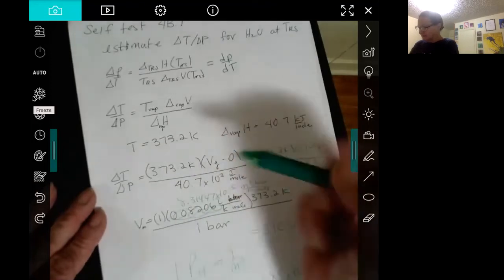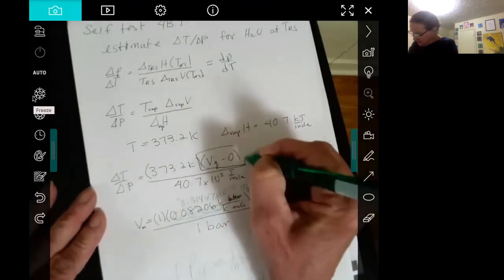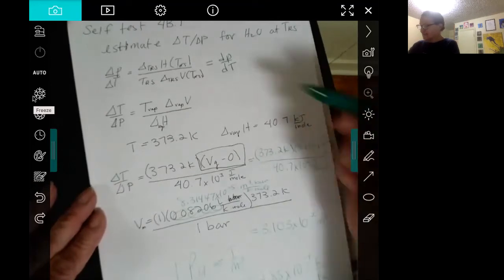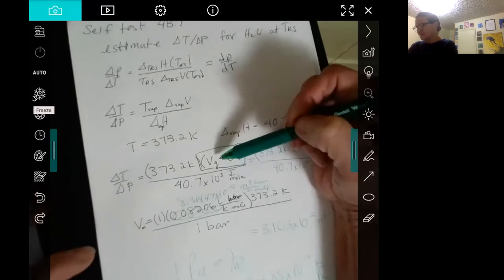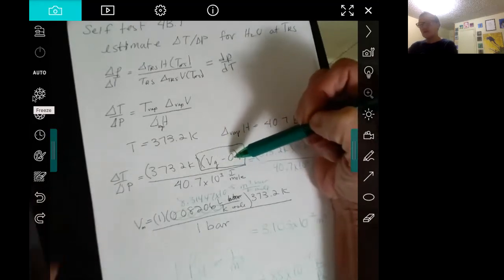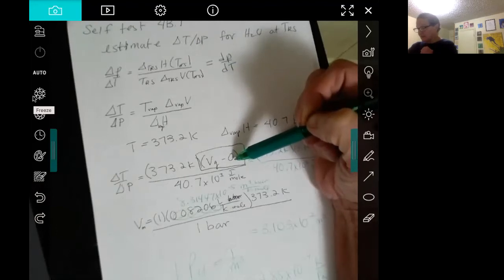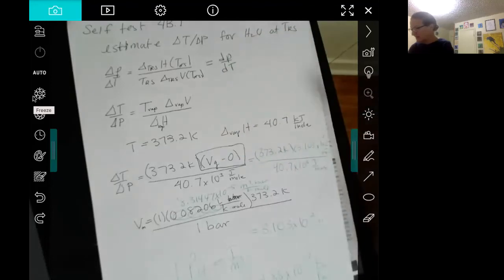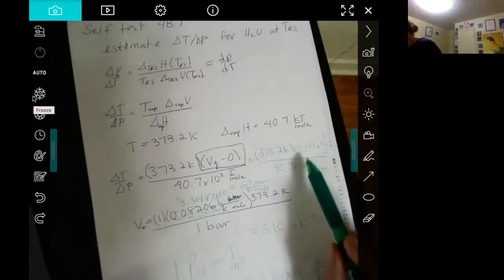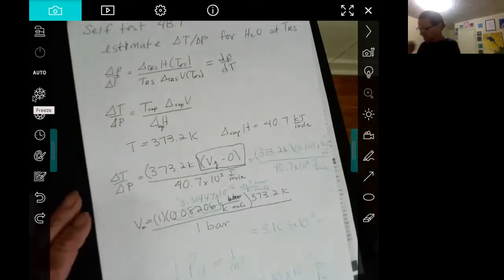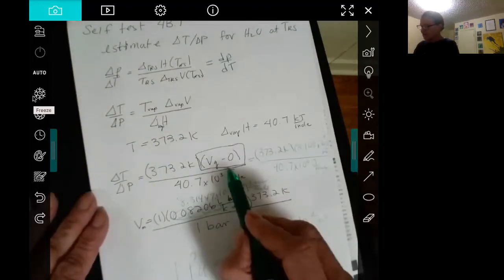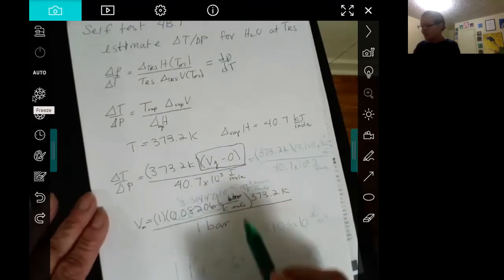It's going to be, this is an approximation, but it's a good one, that delta V for the vaporization process is really just the volume of the gas, because the volume of the liquid is so small. For a mole of water, it would only be 18 milliliters versus for the gas, we got 3.1 times 10 to the minus 2 meters cubed. So you can estimate that delta V to be just the volume of the gas.